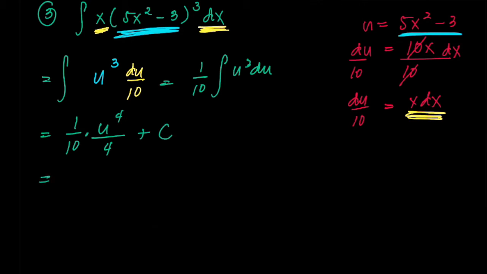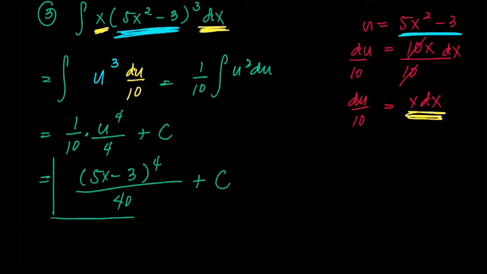So all we need to do is just simplify, but u is equal to 5x minus 3. So 5x minus 3 raised to the 4th power, and 4 times 10 is 40, plus c. And now, this is our final answer.